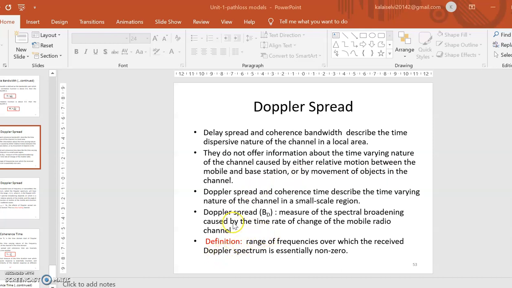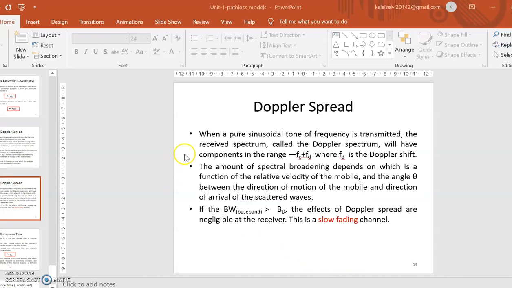So how can you define the Doppler spread? It is a measure of the spectral broadening caused by the time rate of change in the mobile radio channel. It can also be defined as a range of frequencies over which the received Doppler spectrum is essentially non-zero. That is, every value is non-zero.